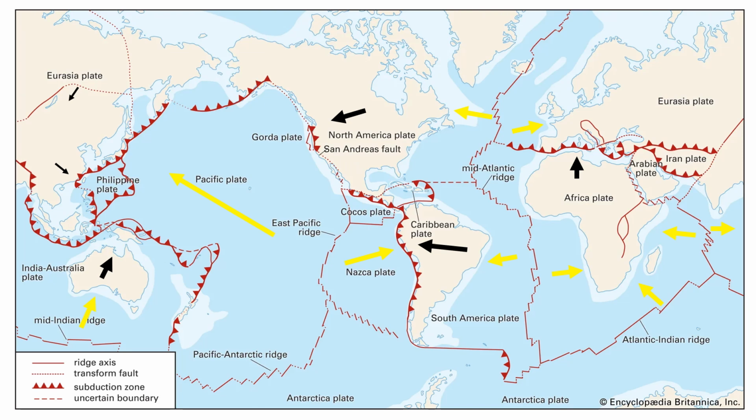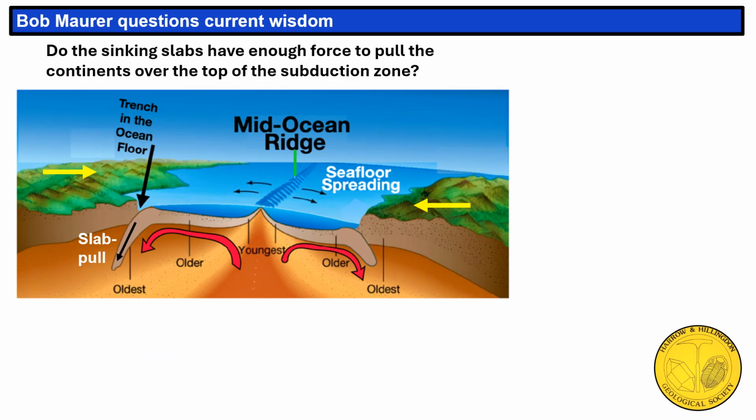So Bob's proposal is that you don't get subduction unless you have a moving continental plate over the top of the oceanic lithosphere. Let's go back a minute to this diagram that now has a direction of movement of the continents over the subduction zone. The question is, without seafloor spreading, which doesn't seem to be helpful, can slab pull be responsible for moving the continents over the top of the subduction zone?